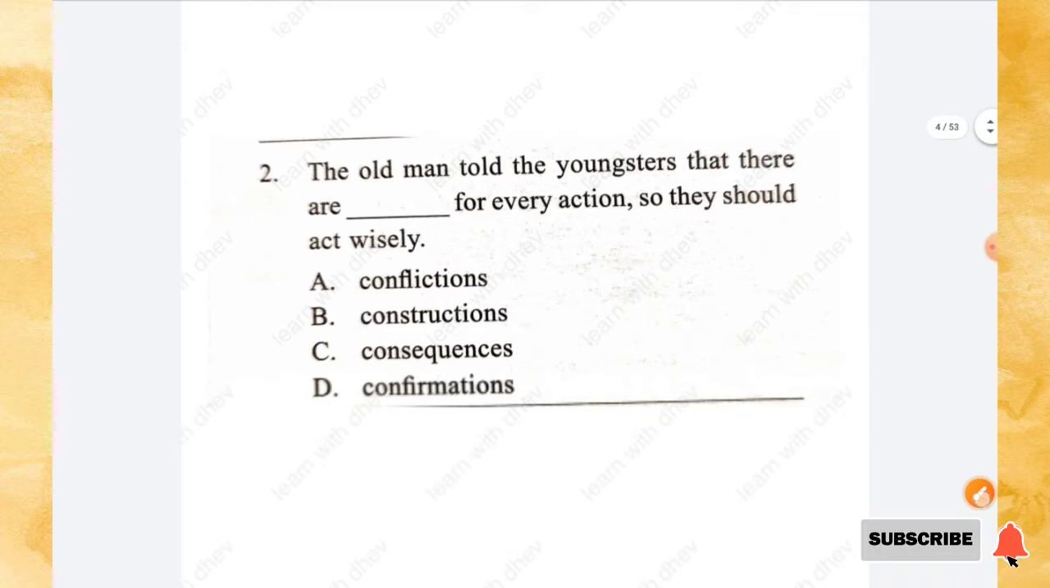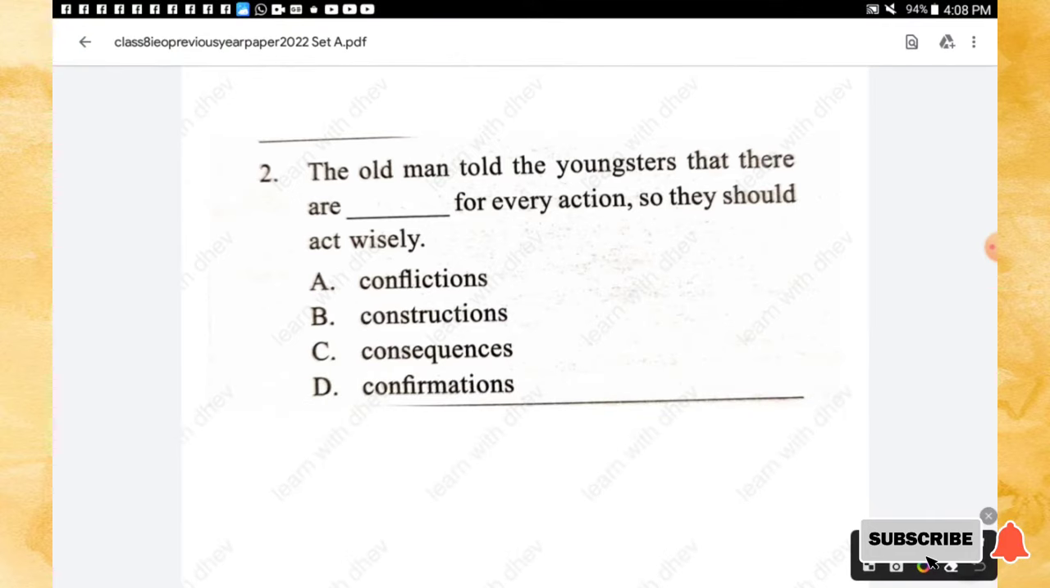Question number 2. The old man told the youngsters that there are blank for every action, so they should act wisely. Options are option A, conflicts, option B, constructions, option C, consequences, option D, confirmation. The right answer is option C. The old man told the youngsters that there are consequences for every action, so they should act wisely.